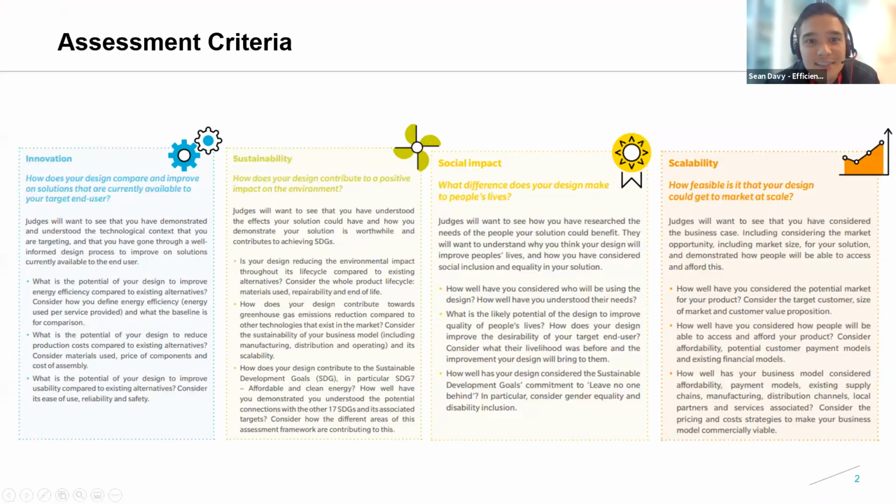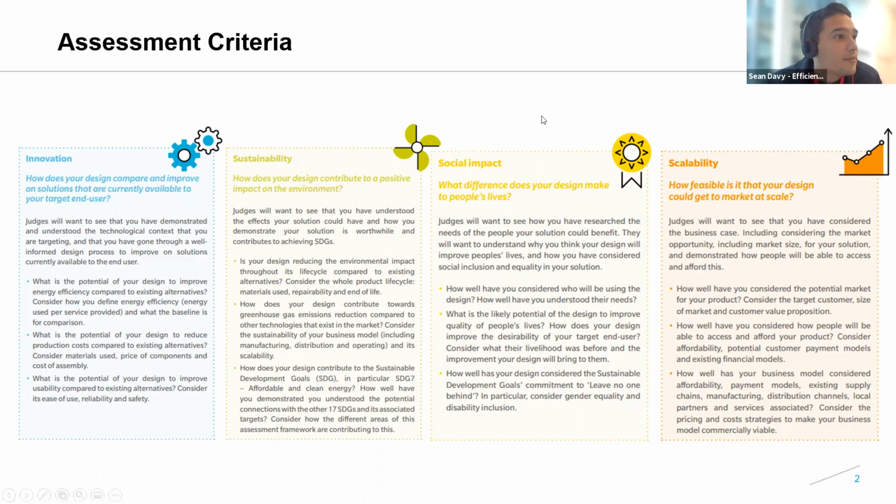So today's session is our second session in our series on social impact. As mentioned in the criteria, judges will want to see how you have researched the needs of the people your solution could benefit, and particularly how you have considered social inclusion and equality in your design.